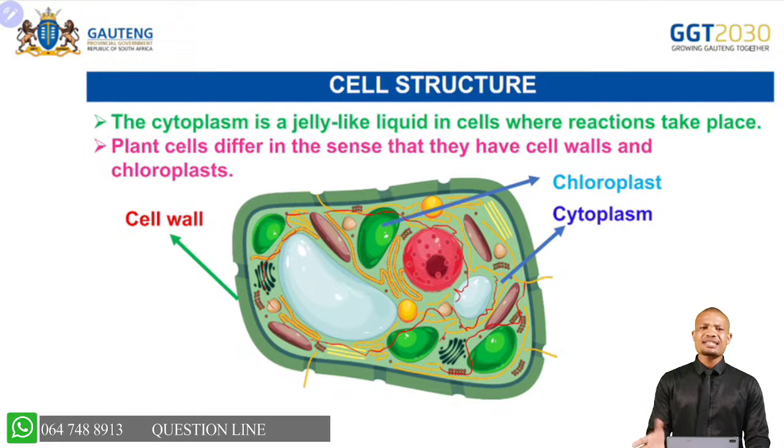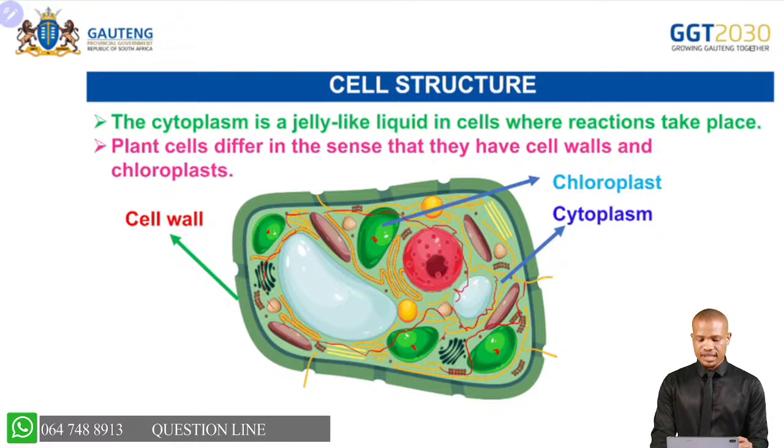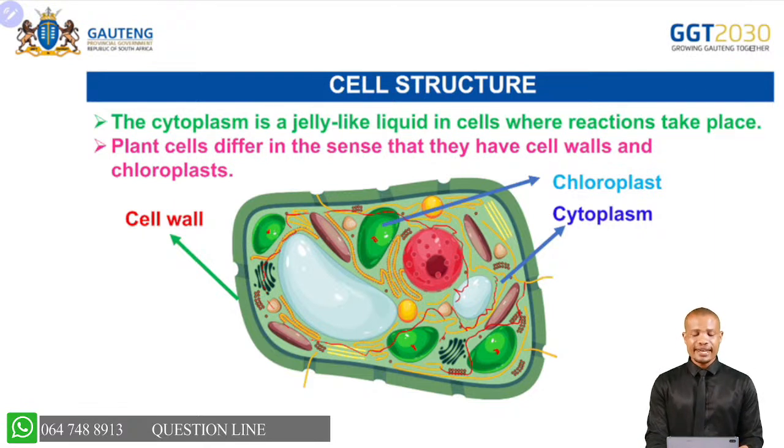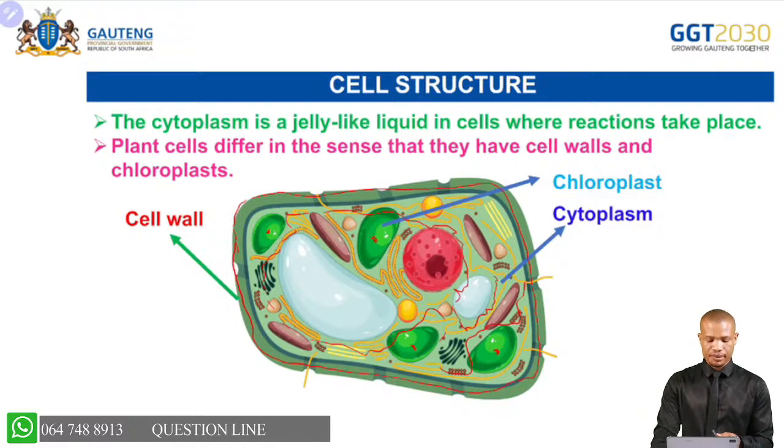Then plant cells are slightly different to animal cells because they have additional organelles or additional features, right? They have something called the chloroplasts. Okay, the chloroplasts are these green organelles inside of the plant cell. They are not present in animal cells. And they also have what? A cell wall, which is this rigid wall around the cell. Okay, it gives it a rigid rectangular shape.